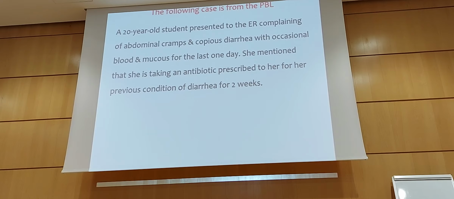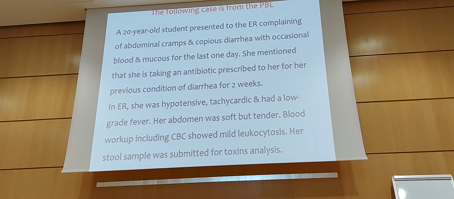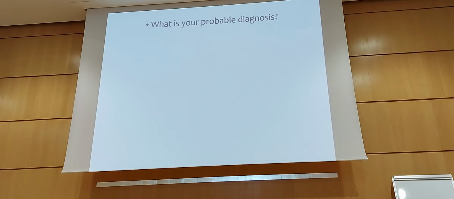Okay? Hypotensive, tachycardic, fever, low grade, tender abdomen, and CBC shows mild leukocytosis. Her stool sample was sent for toxin analysis. Clear? Let's ask the question. What is your probable diagnosis?